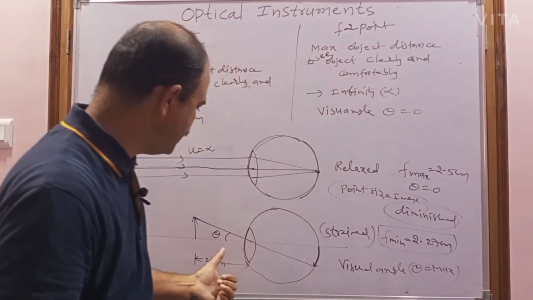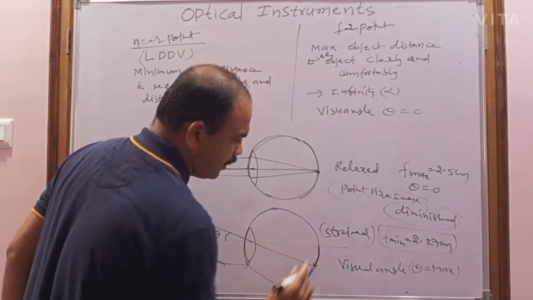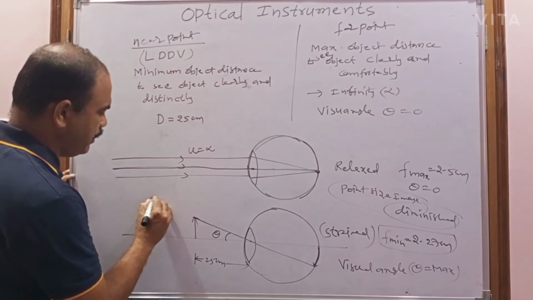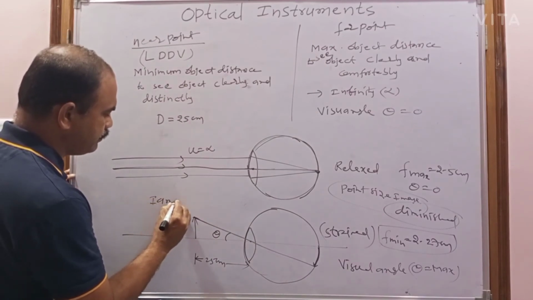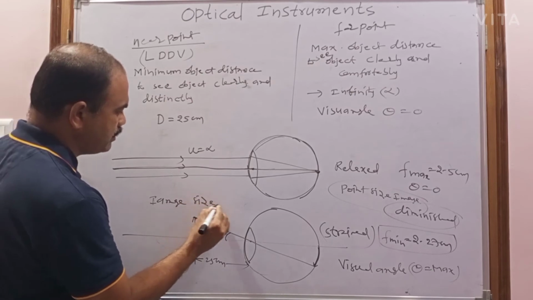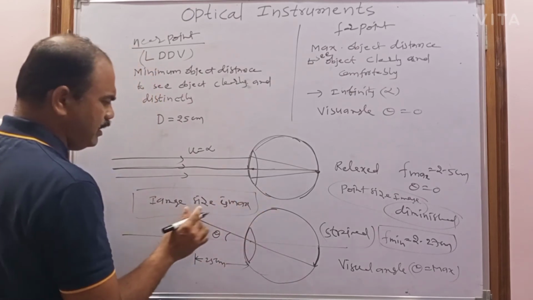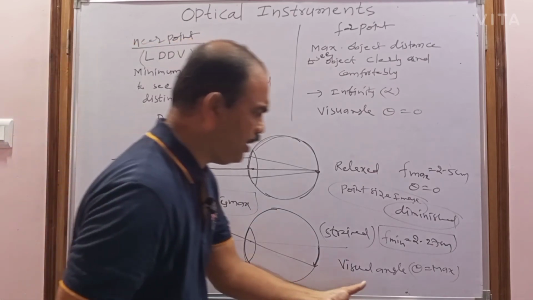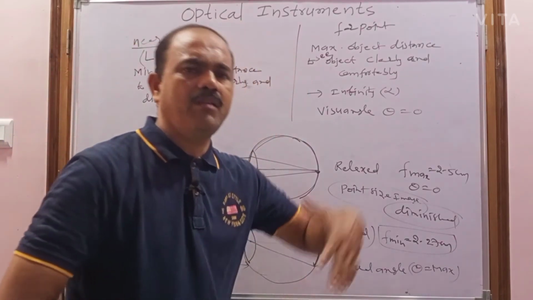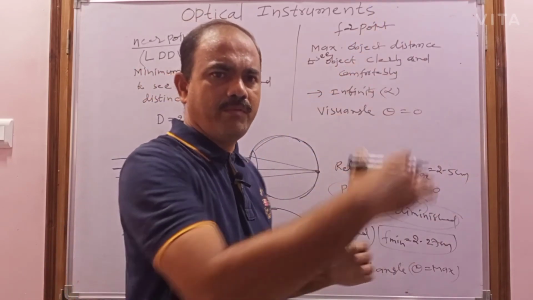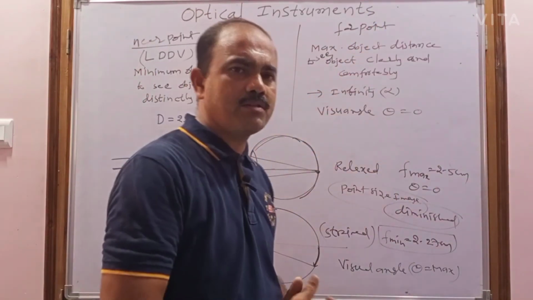So when the object is at the near point, the maximum size of image can be formed. The image size will be maximum, and to get the maximum size image we have to increase the visual angle. If the visual angle is more, the size of the image is also more. If the visual angle is less, the size of the image is also less.